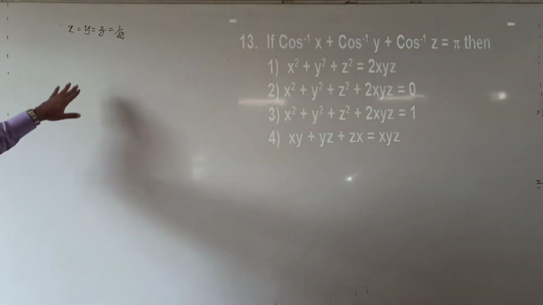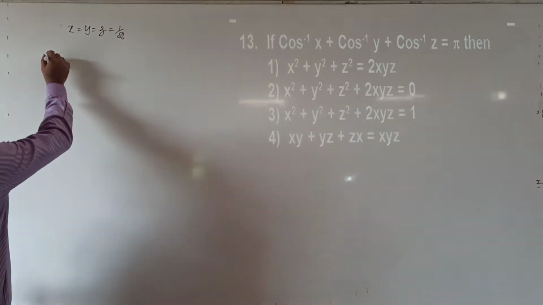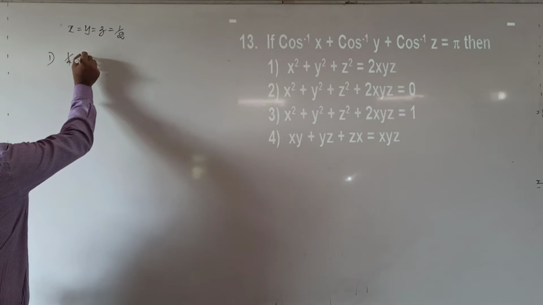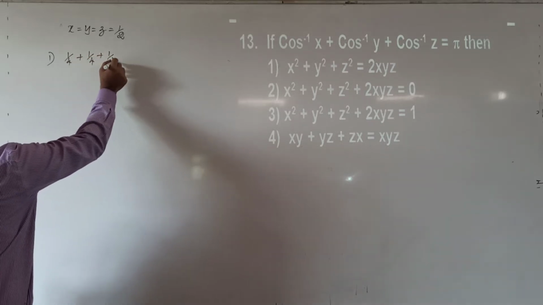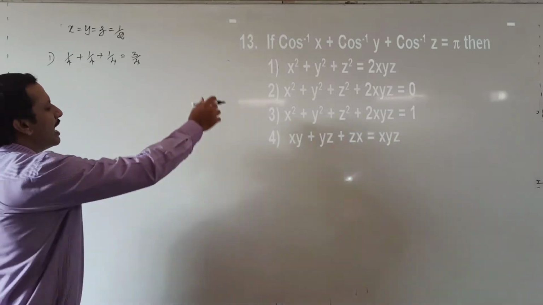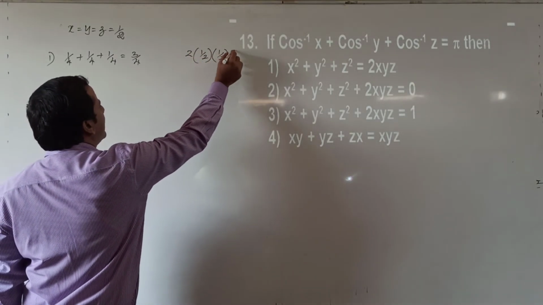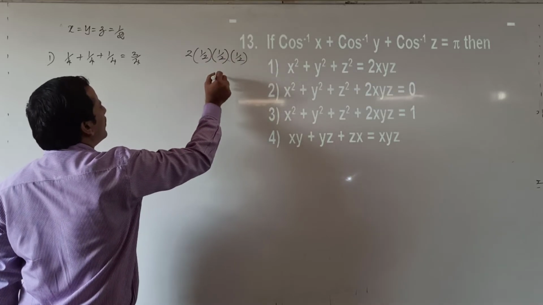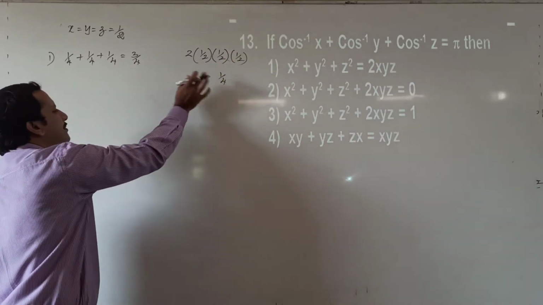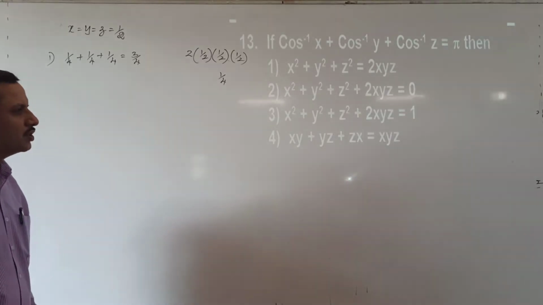Now I will substitute in the options and check what happens. First option, if I substitute, I am getting 1 by 4 plus 1 by 4 plus 1 by 4. That's equal to 3 by 4 on LHS. Whereas on RHS we are getting 2 into 1 by 2 into 1 by 2 into 1 by 2. That will give you 1 by 4. LHS is 3 by 4 and RHS is 1 by 4. So first option ruled out.